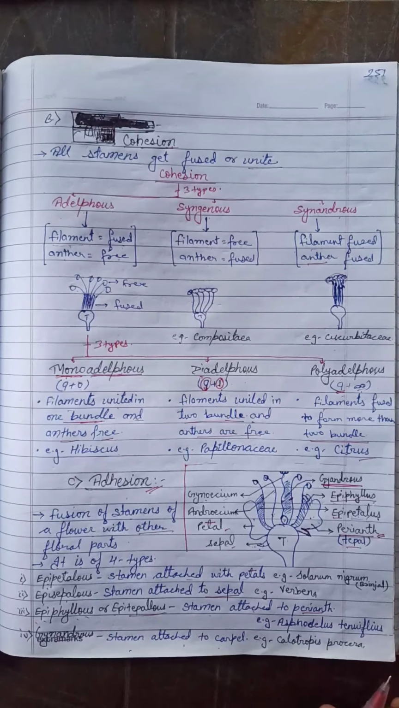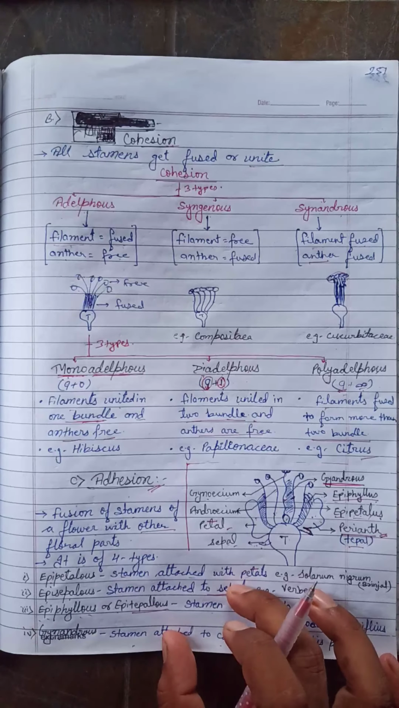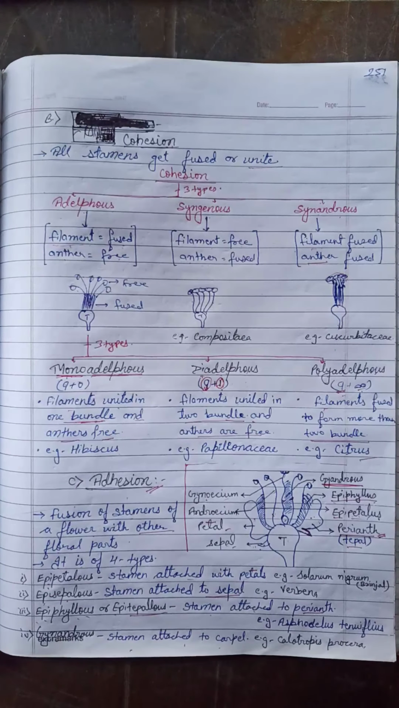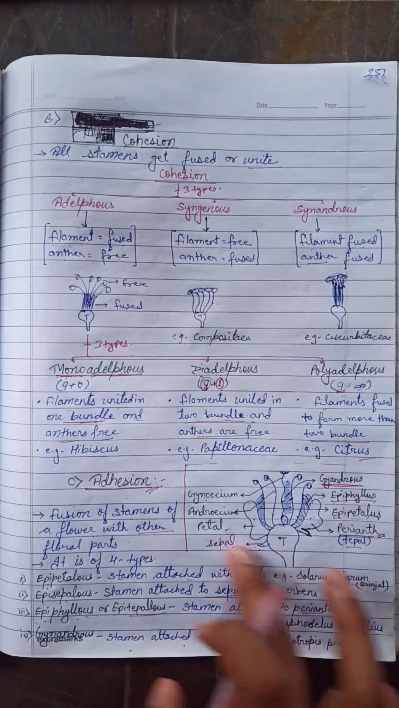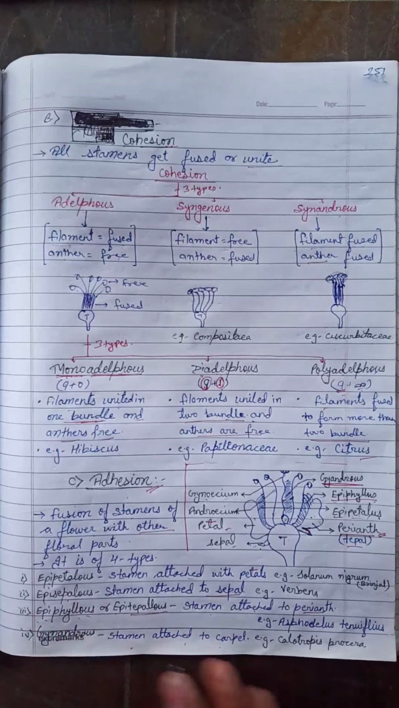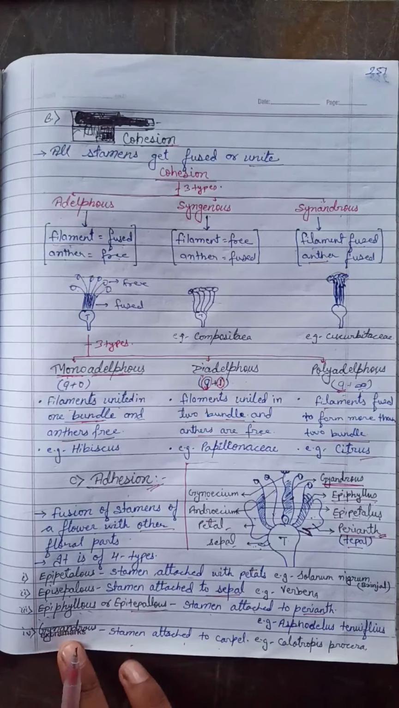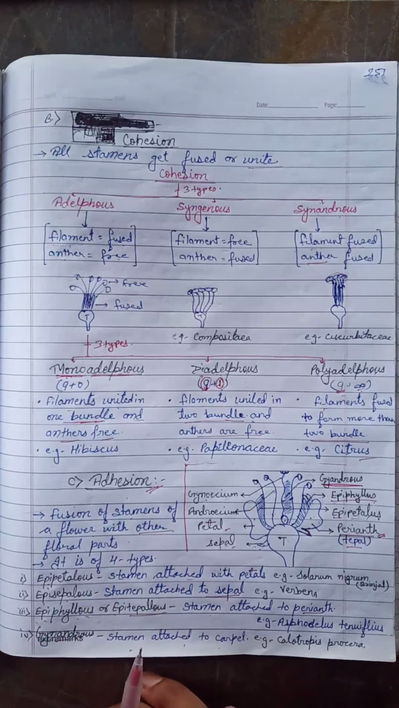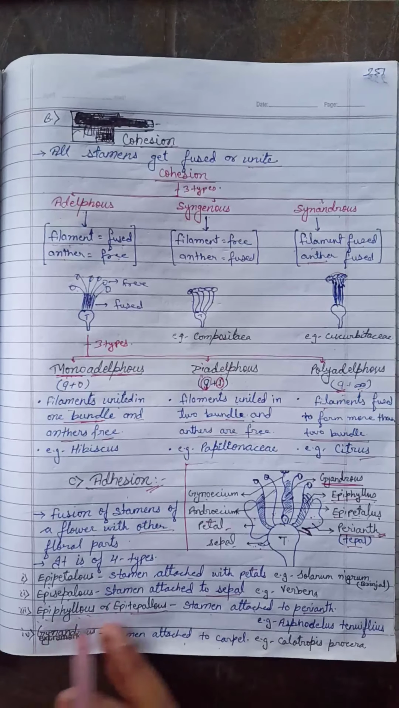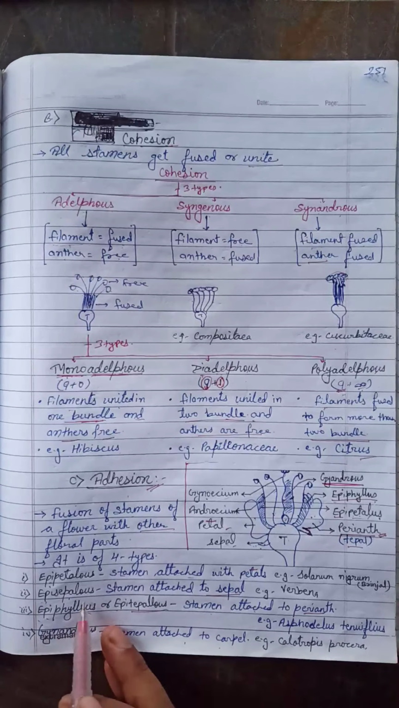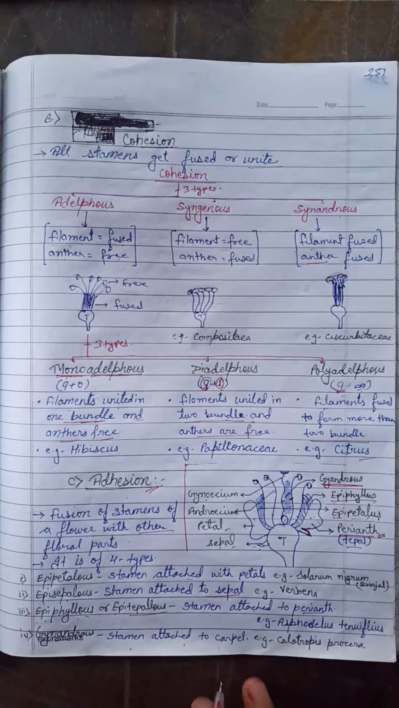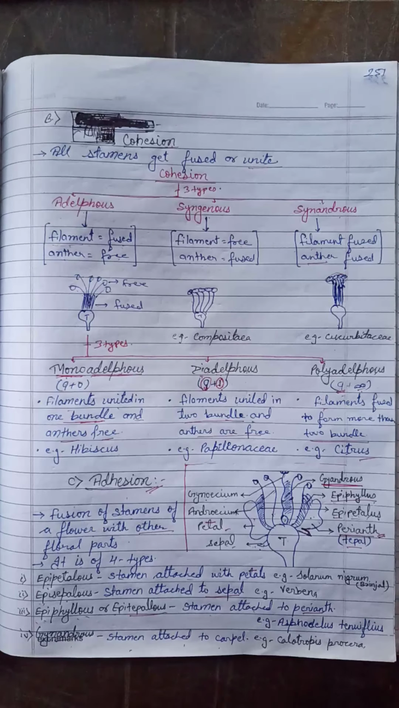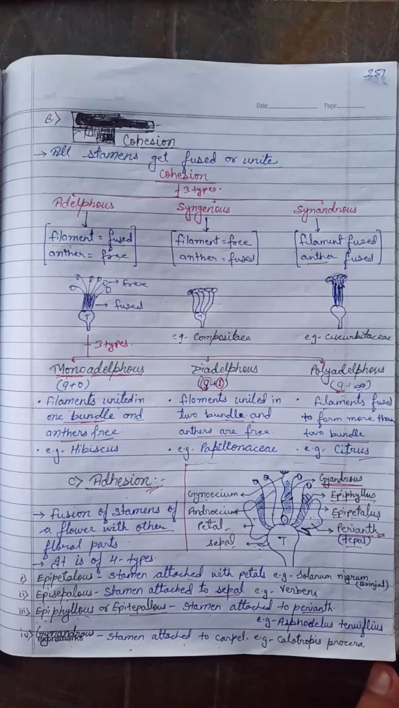gynandrous condition. This is the most important condition for the adhesion of the flower, and you have to remember these 4 types or conditions for the adhesion because it is the most important category. So look once again at epipetalous, episepalous, epiphyllous and gynandrous. Write each and every point in your notebook carefully. We will help you in the next future study.